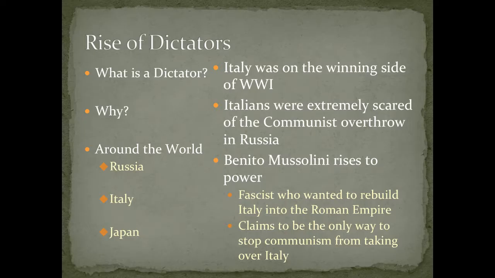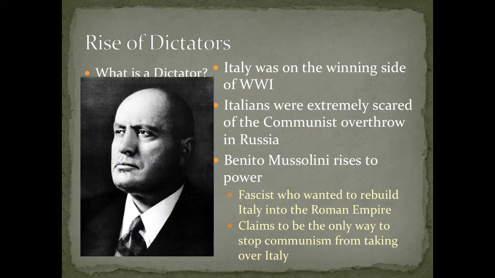But at the same time, despite them gaining a lot, the Italians were extremely scared of what they saw happening in Russia. They saw Vladimir Lenin overthrow the monarchy. They saw him overthrow the king, the czar, and the empress, if you will. And the Italians were very scared that communism was going to come to Italy. They were fearful that Russia was going to invade them, and they didn't want that.